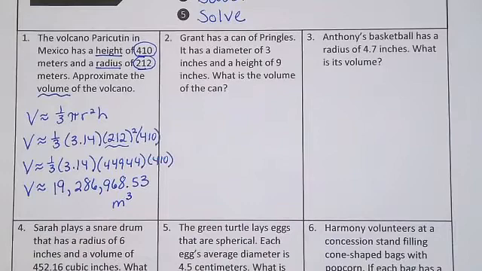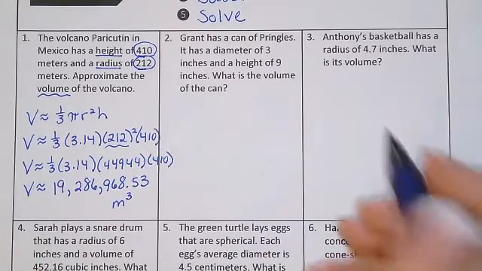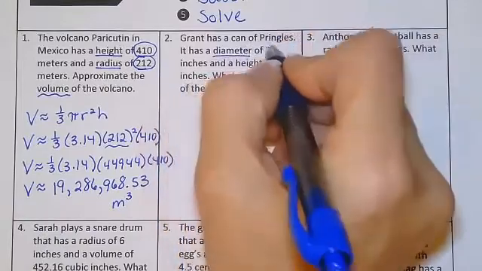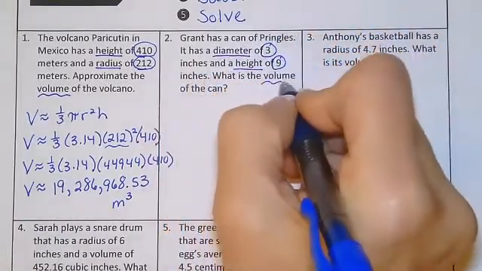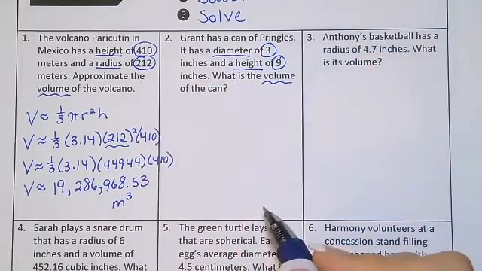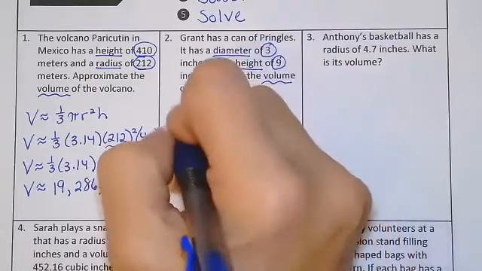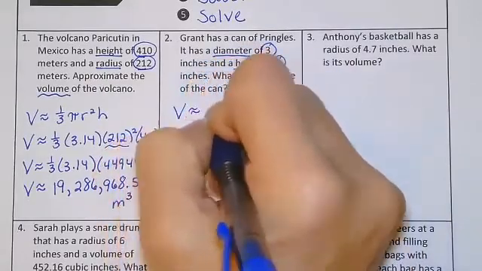Okay, number 2, Grant has a can of Pringles. It has a diameter of 3 inches and a height of 9 inches. What is the volume of the can? Okay, so we have diameter of 3, height of 9, asking for volume. So a can of Pringles is shaped like a cylinder. So that is the formula we're going to need.